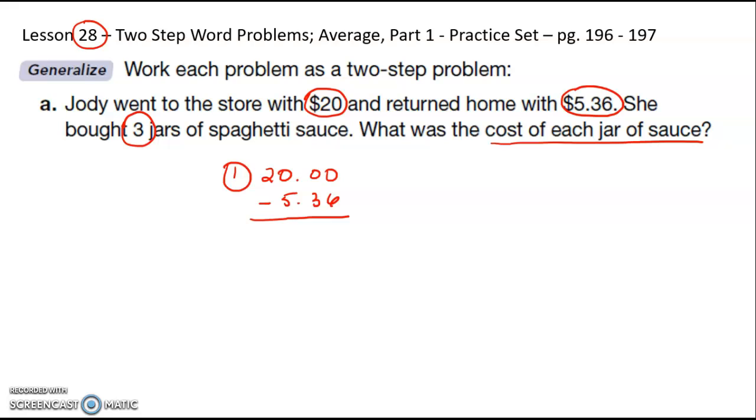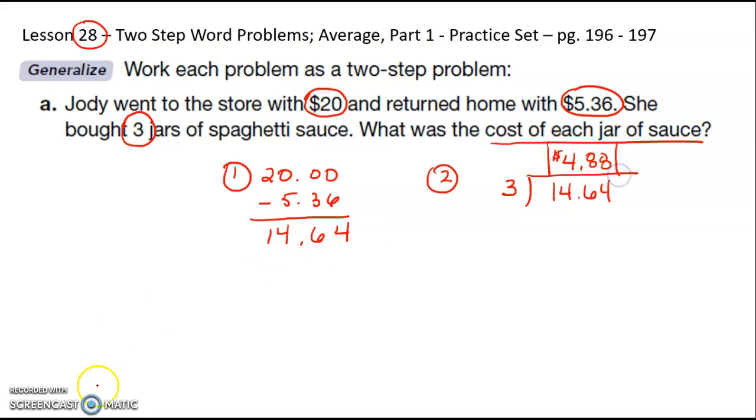So I'm going to plug that into my calculator, and I get $14.64. Well, then I know I have 3 jars that cost this much, so I'm going to divide, my second step. And I'm going to use my calculator again, and I get $4.88. And that's going to be my answer. That's the cost per jar.